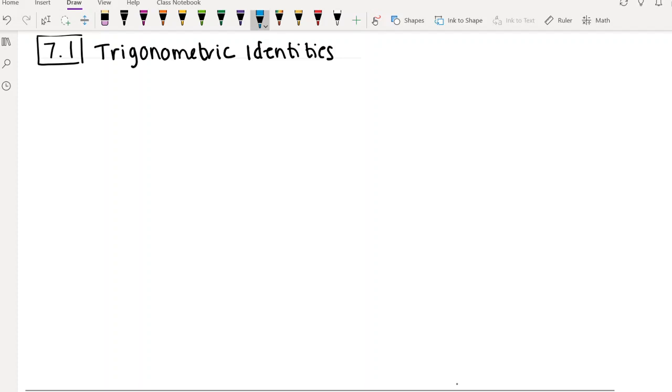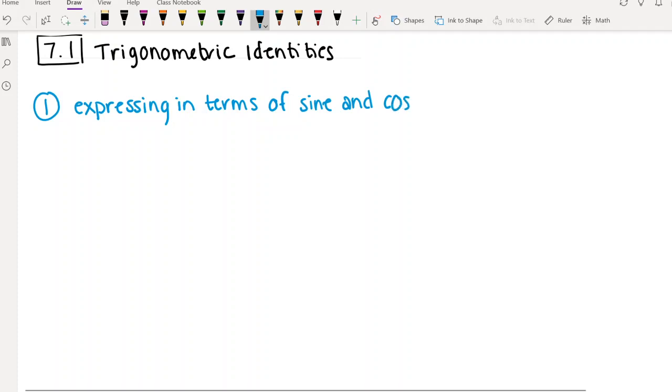Okay, so the two types of identities we talked about last time were, I never really know a great name to give these, but it's basically just writing everything in terms of sine and cosine. So every trig function can be written in terms of sine and cosine. So you can think of sine and cosine as the building blocks. That includes tangent of theta, which can be written as sine of theta over cosine of theta.